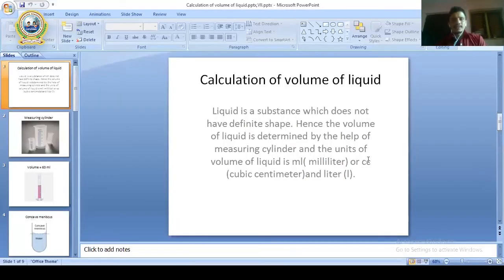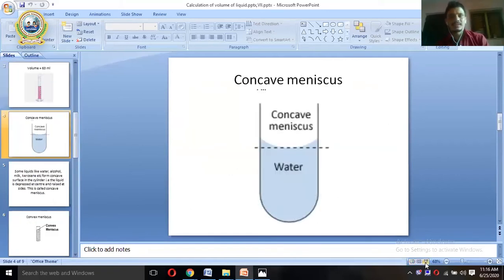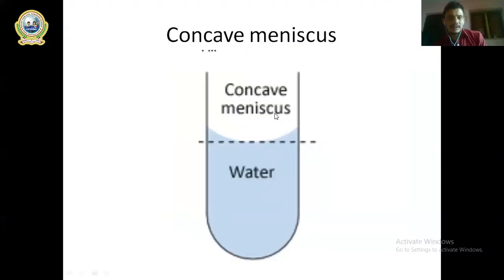See there, what is concave meniscus? You can see the definition there. Some liquids like water, alcohol, milk, kerosene, etc. form a concave surface in the cylinder. I've already shown you the picture earlier. See this one: the center is depressed. Look, it is facing downward, it has gone down a little. Center one that is depressed, and this is the side one. Look, at the side it is slightly raised. It is like this for water, and not only water, but also alcohol.